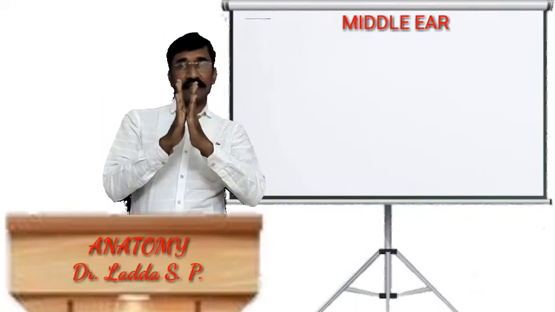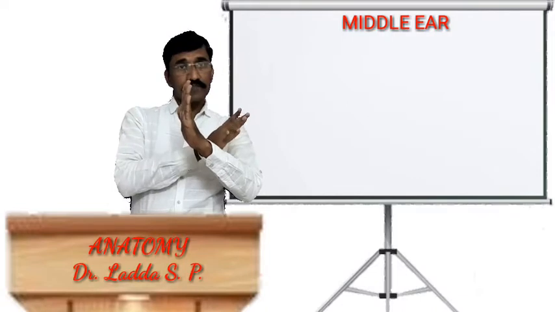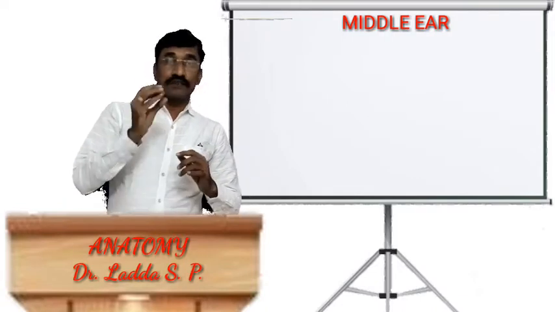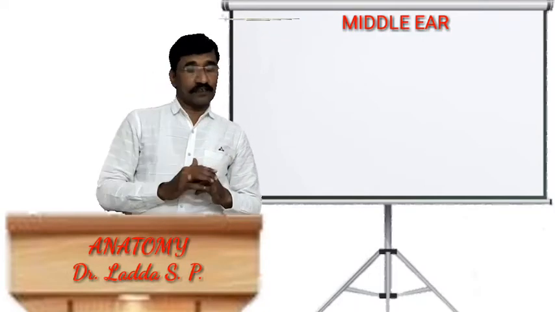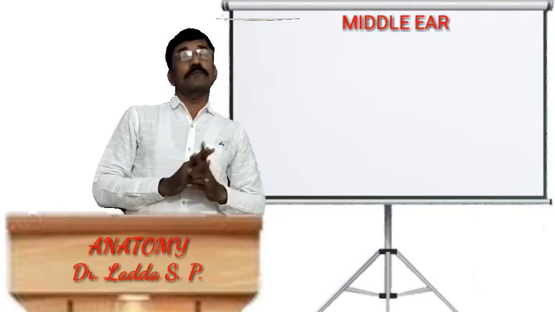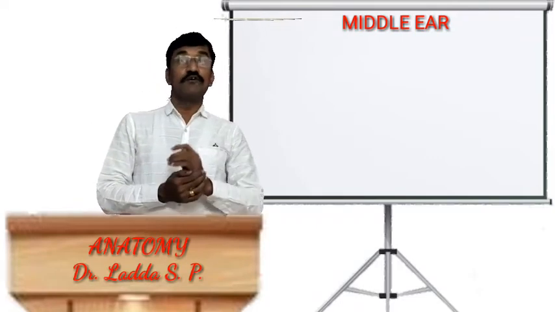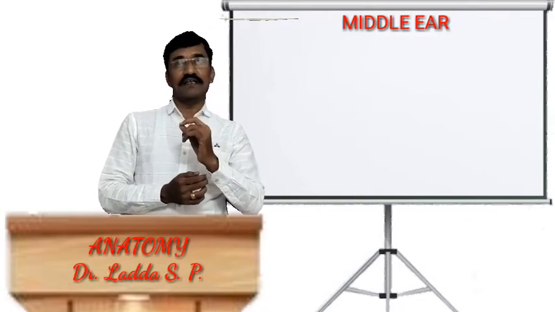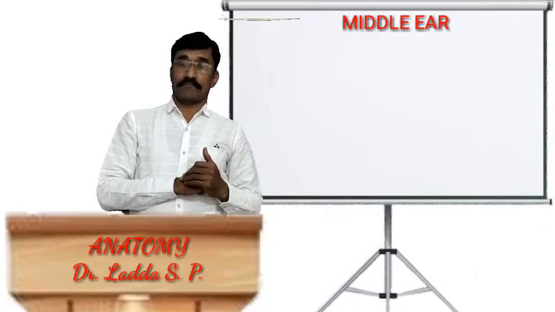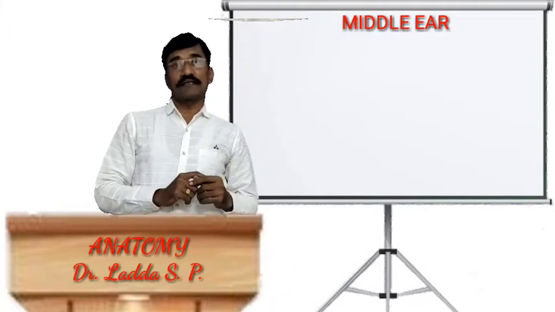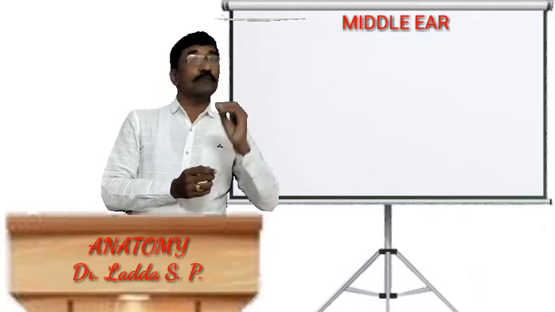And one thing we know is that it has communication with the external ear and the inner ear. One more thing, it has communication with the pharynx and with the mastoid process. One extra thing is that a nerve, the seventh cranial nerve, that is the facial nerve, taking its origin from the brain stem, is supposed to travel through the middle ear by its own path with its own canal. That is also present in the middle ear.